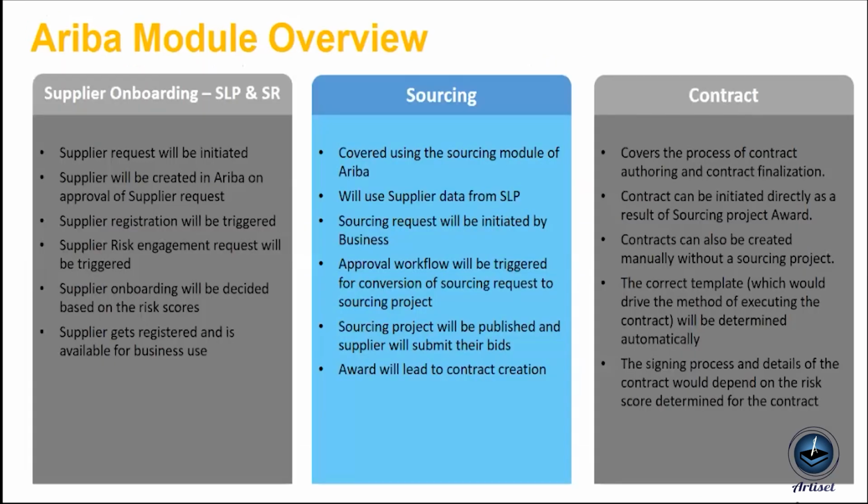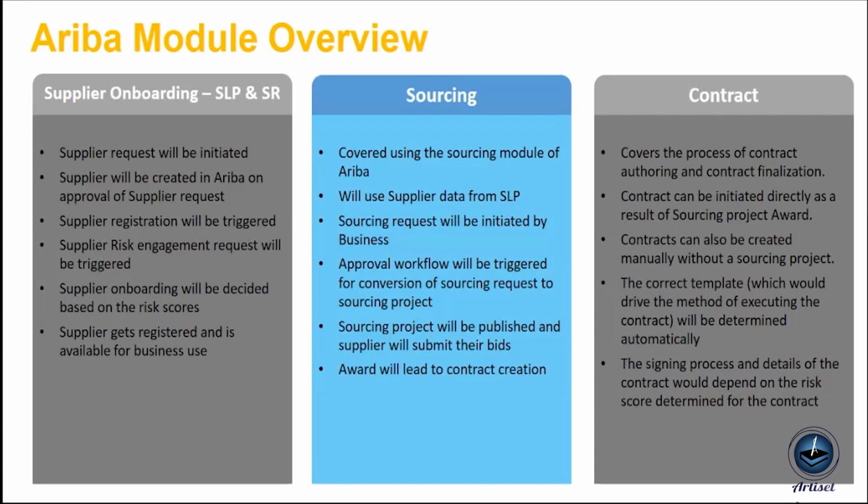To talk about the Ariba modules which we have in the upstream. The first process is basically the supplier onboarding, which is done through the SLP process, and the risk assessment associated with the supplier is done through the supplier risk module. This is initiated once we foresee any supplier we want in the system to conduct business with. So we raise the supplier request.